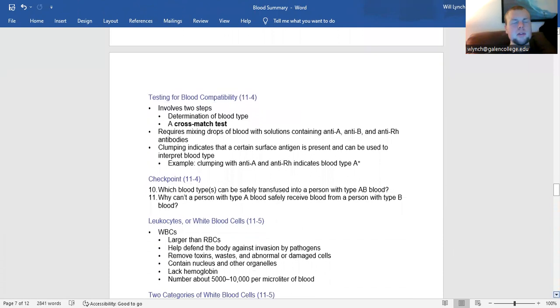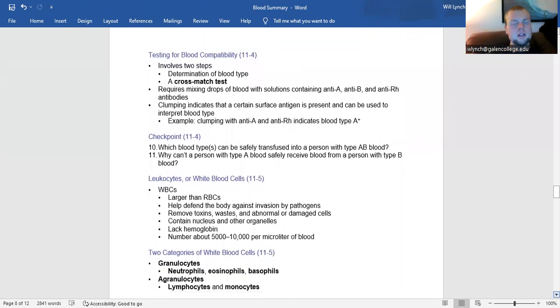Testing for blood compatibility is going to be extremely important, especially during transfusions. We have to make sure that we are transfusing blood that is going to be accepted by the patient's body. So we involve 2 steps in determining blood compatibility. We have to determine blood type, whether that be A, B, or O, rhesus positive or negative. And we have to do a cross-match test.